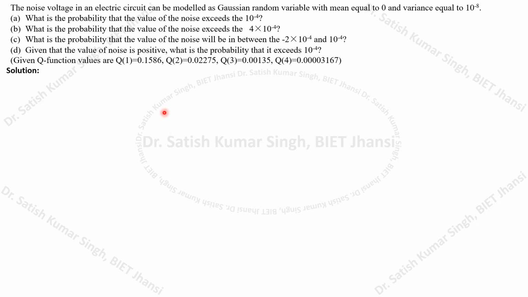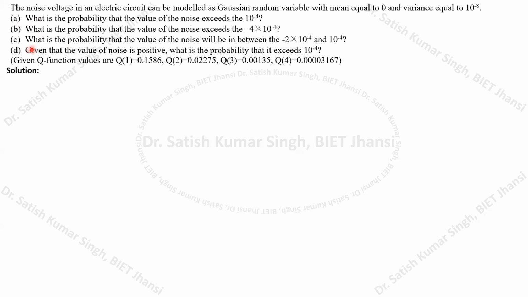The statement of this particular problem is: the noise voltage in an electric circuit can be modeled as a Gaussian random variable with mean equal to 0 and variance equal to 10 to the power minus 8. So here in the problem itself, it is given that the noise voltage available in an electric circuit is being modeled as a Gaussian random variable, with its mean value equal to 0 and its variance equal to 10 to the power minus 8. So now we have to find these probabilities.